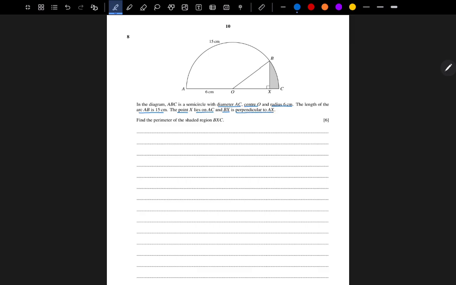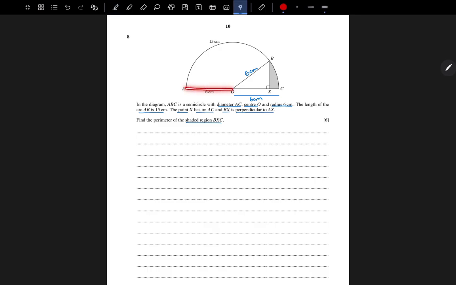We need to find the perimeter of the shaded region BXC. So we need to find the perimeter of this shaded region. Since we know that the radius is equal to 6 cm, the radius OB must also be 6 cm and the radius OC must also be 6 cm. So this is 6 cm and this must also be 6 cm.